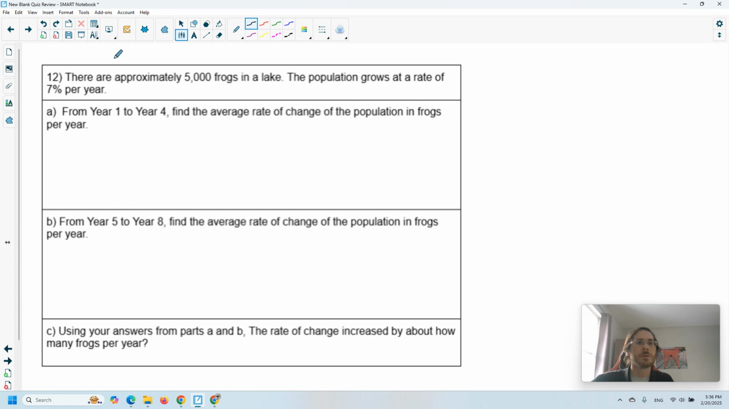All right, moving on to 12. So for 12, we've got 5,000 frogs in the lake. The population is growing at a rate of 7% per year. We need to find the average rate of change in the population in frogs per year. So average rate of change, this is a little strange because it's just the slope formula.